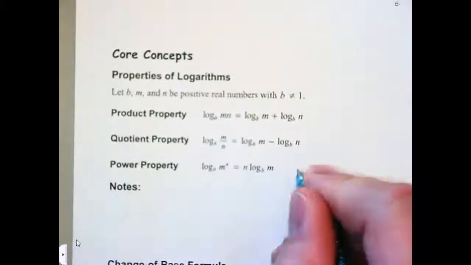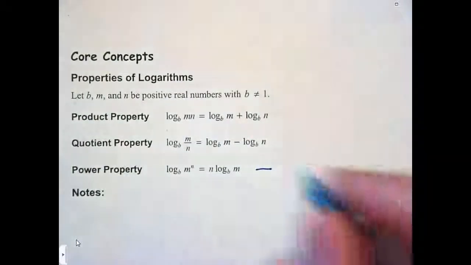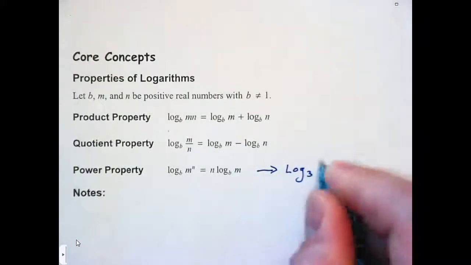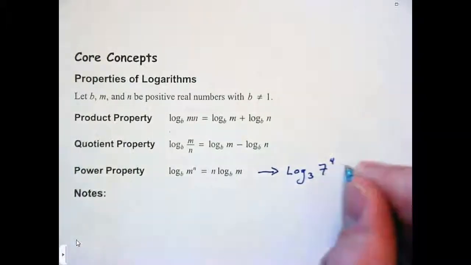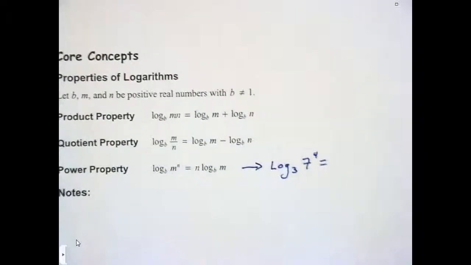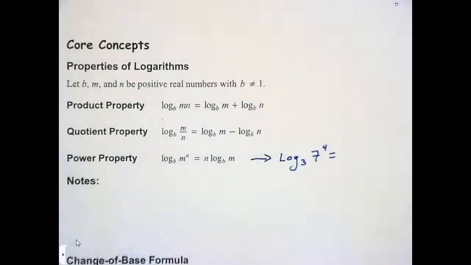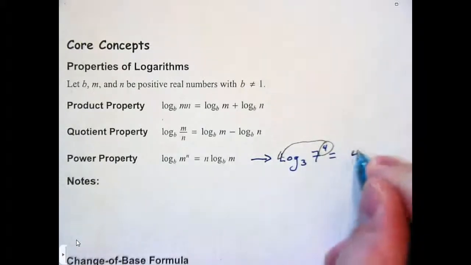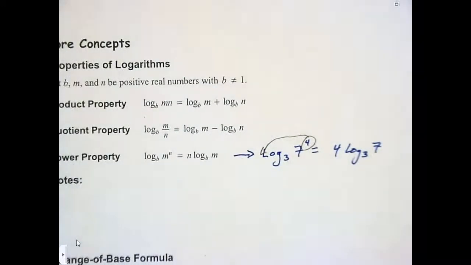Let me give you an example. If you have log base 3 of 7 to the 4th power, you could rewrite that as, why don't you guys rewrite it? Really what we do is we move that 4 out in front. It jumps out there, and we get 4 log base 3 of 7. They are the same value.